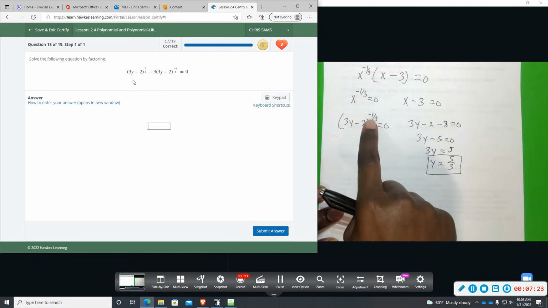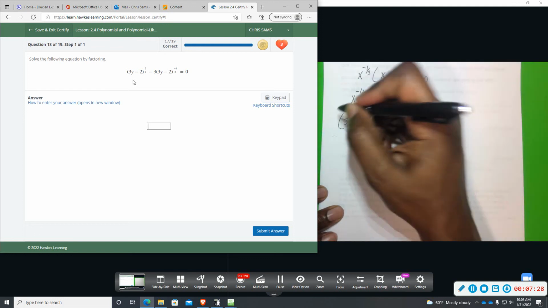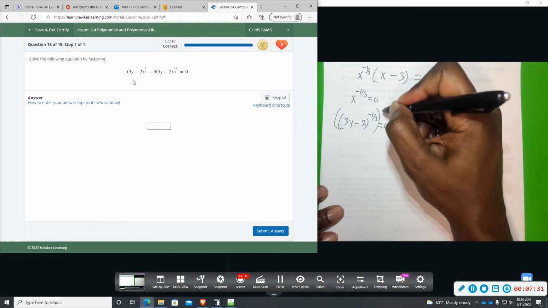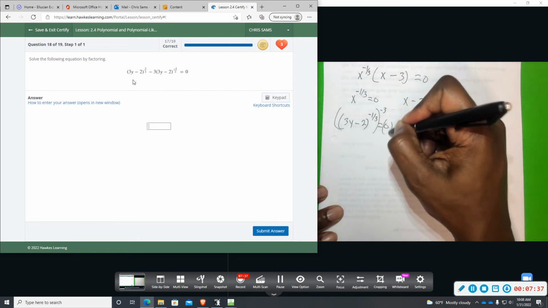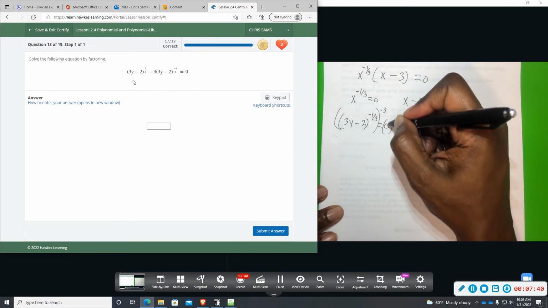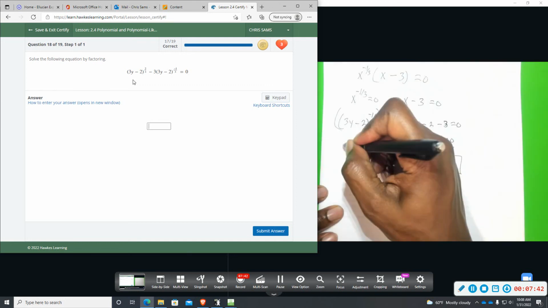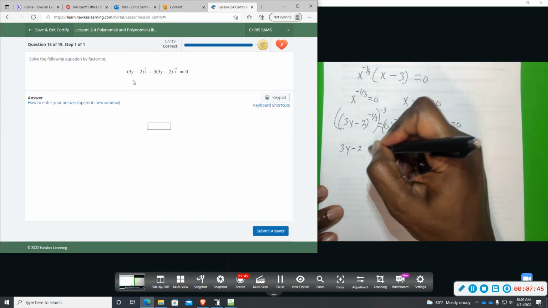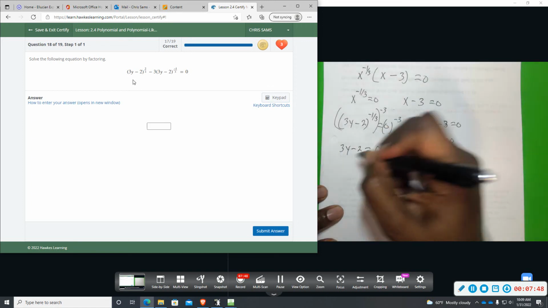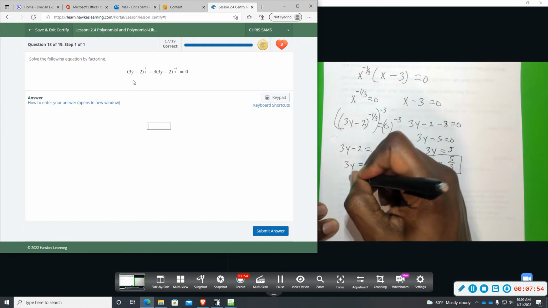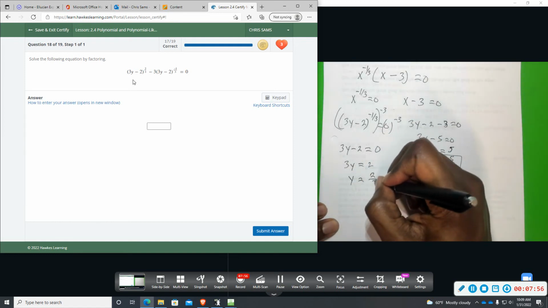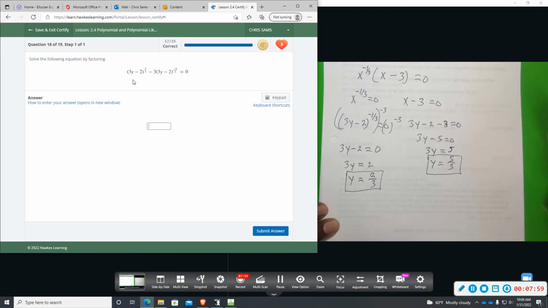Okay, so even with this negative exponent, I can raise it to a power. So I'm going to raise this to the negative 3rd power. Negative will cancel out the negative and divide by 3. Do the same thing. Anytime you raise 0 to any power, it's going to be 0. So it's going to get rid of that. So I'm going to have 3y minus 2 equals 0. We're going to add 2. 3y equals 2. And then divide by 3. And that gives us y equals 2 divided by 3. So we get 2/3 and 5/3.